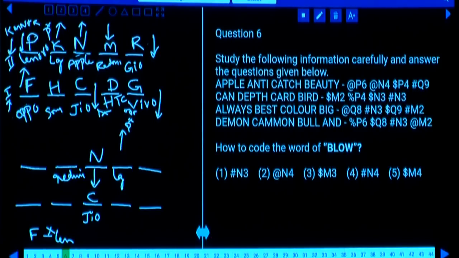Now if you observe here, how many symbols are there in total? We have only 4 symbols. And how many words are there? 4. Now these words are starting with either A, B, C or D, isn't it? And we have only 4 symbols, hence to each of these letters there is a symbol assigned.